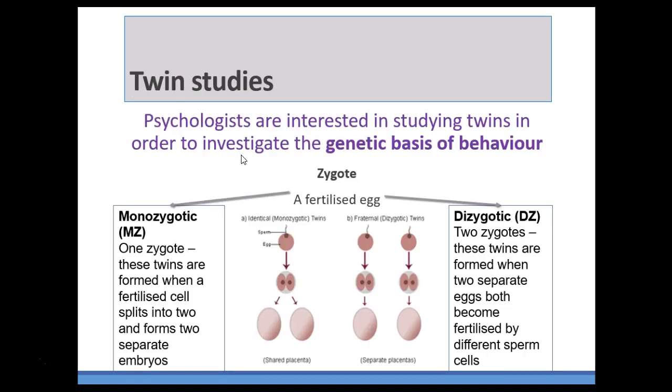So let's look at twin studies first. Psychologists are interested in studying twins in order to investigate the genetic basis of behaviour. Let's check that we understand the difference between the different types of twins that you can get.